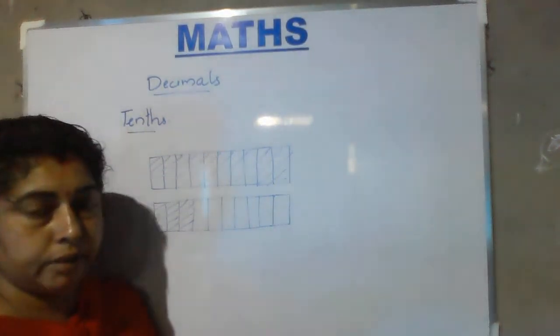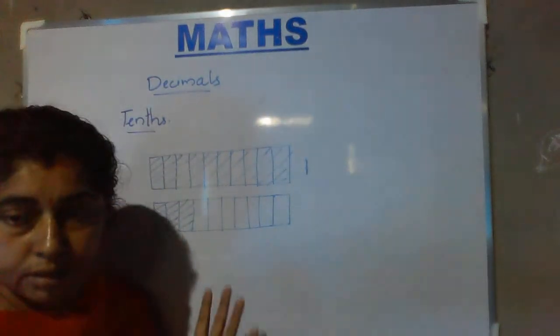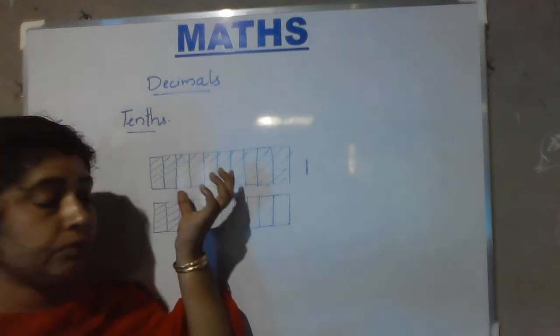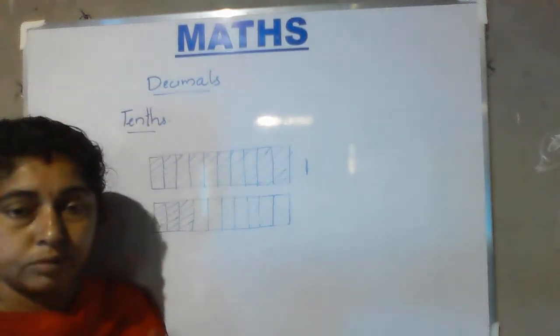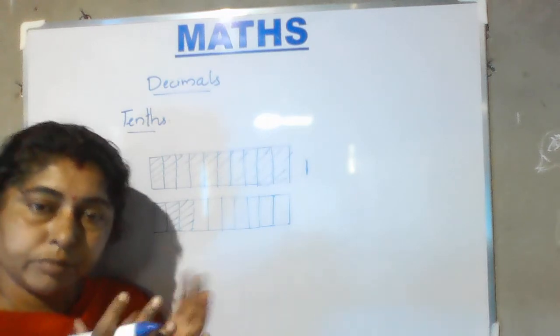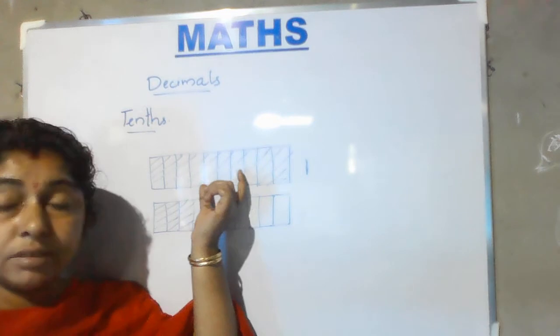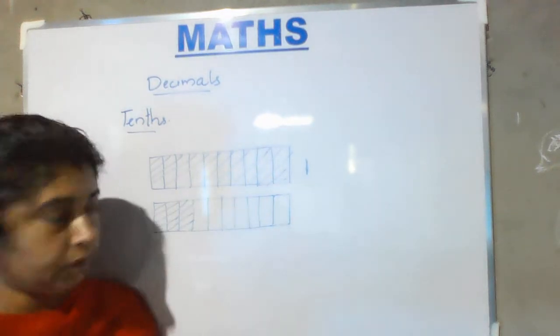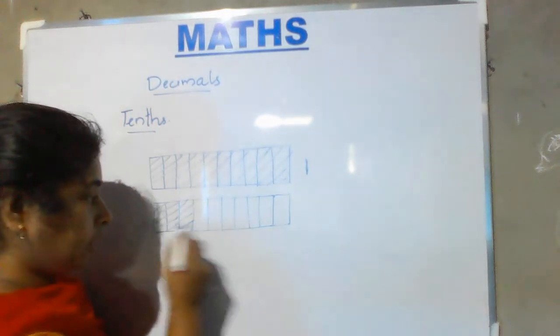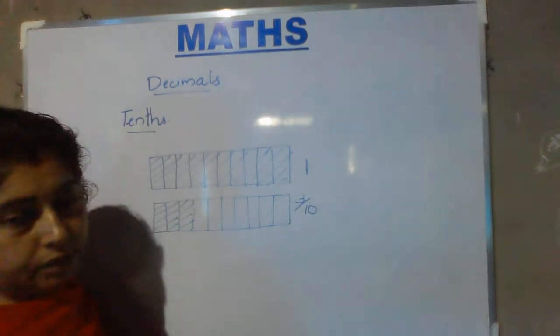The whole is shaded, so we consider this as 1. The whole is considered as 1 because here we shade all parts. So the whole is taken. That is, we take 10 parts out of 10 equal parts. We know that 10/10 is 1. And in the second rectangle, 3 parts are shaded. So its fraction is 3/10.